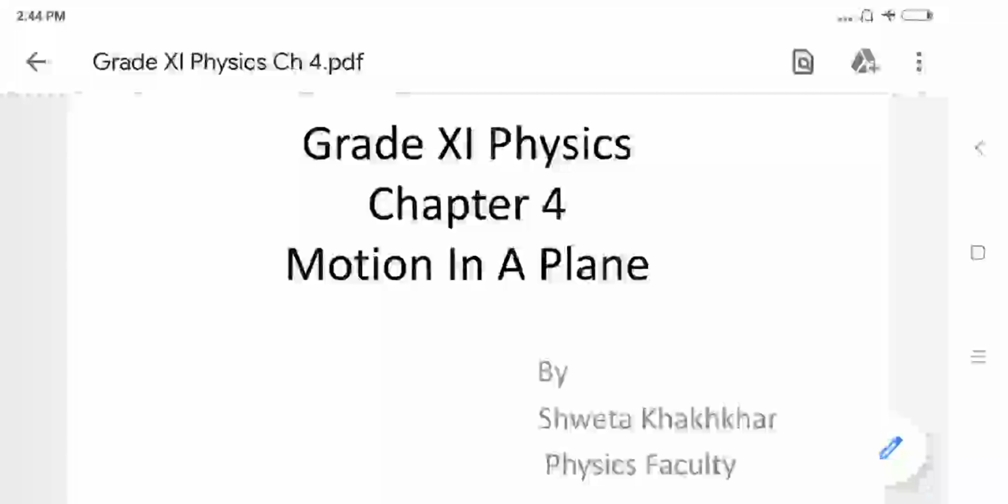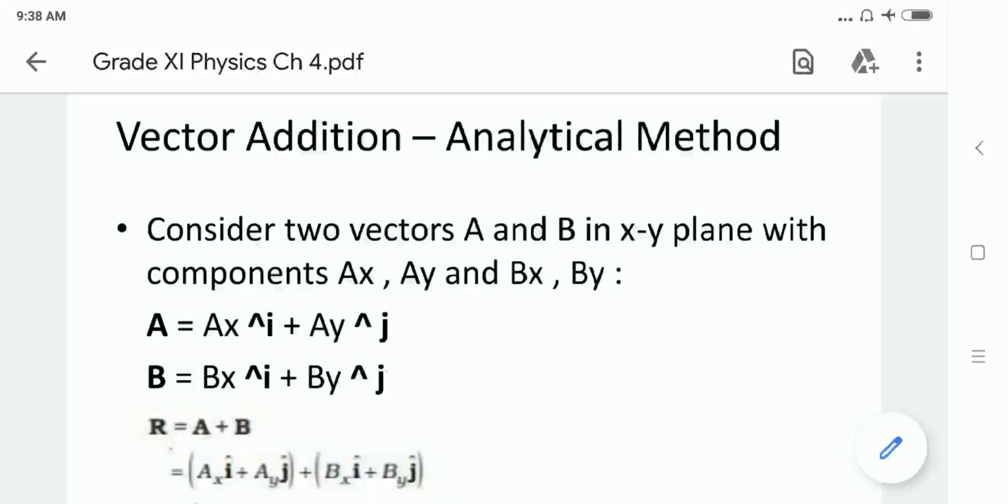Hello students, let us start our new session of chapter number 4, Motion in a Plane. Now, in earlier sessions, we understood how mathematical analysis can be represented with vectors using the graphical method. Now, we are going to define vector addition using the analytical method.